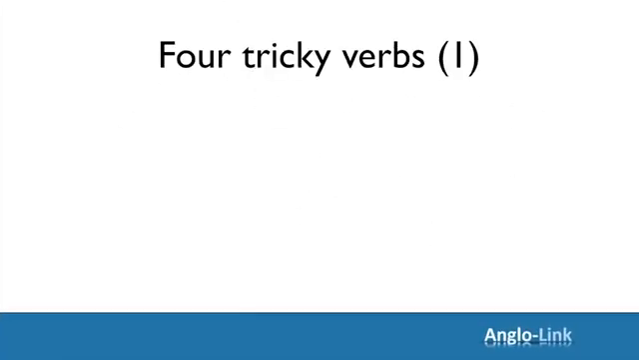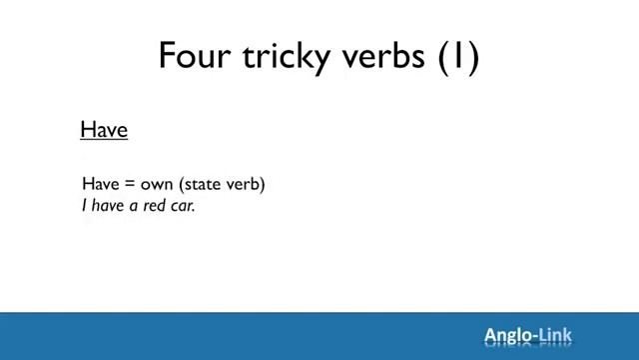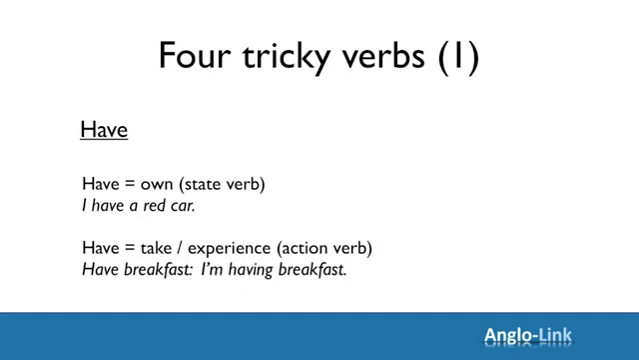Now there are 4 verbs that can be a bit tricky because they can be either state or action. Let's look at the first one. We've already had an example of this. It's the verb have. We saw the sentence, I have a red car. In this example, the verb to have means to own, something that belongs to you. It's a state verb. However, the verb have replaces many other verbs like eat and drink and smoke. It designates an experience or taking something. In this case, it's an action verb and it can take any continuous tense. For example, I'm having breakfast, or they're having a good time.